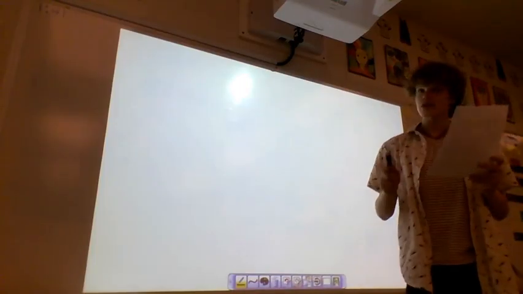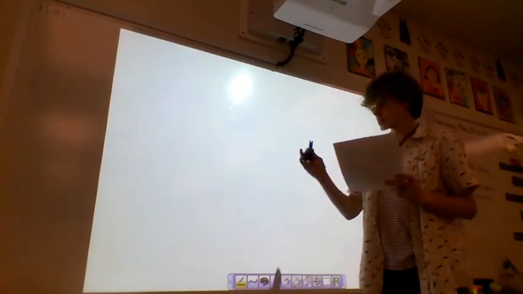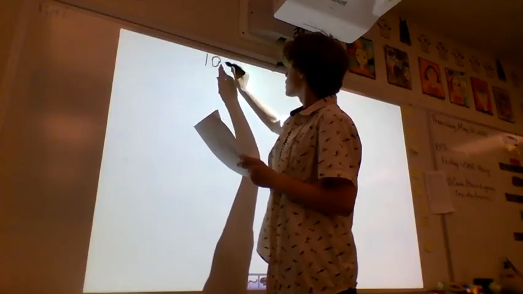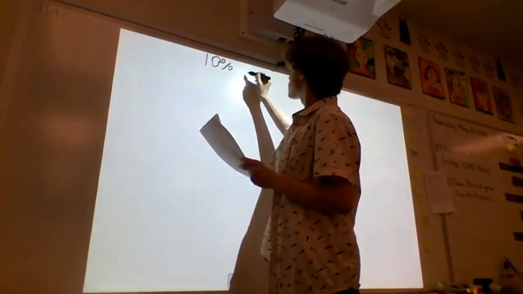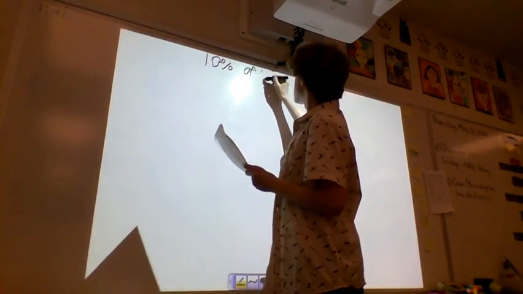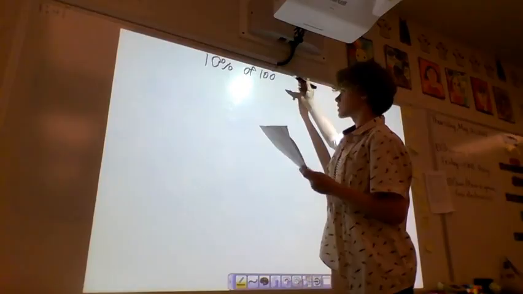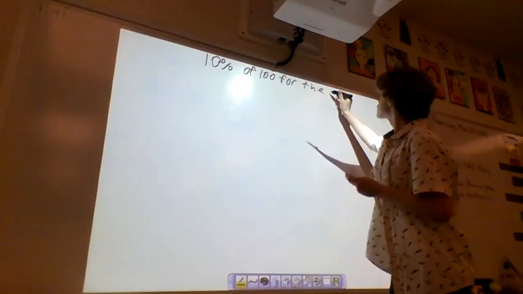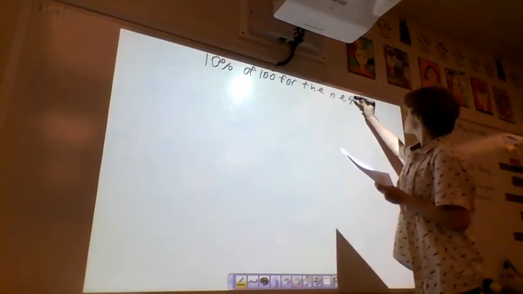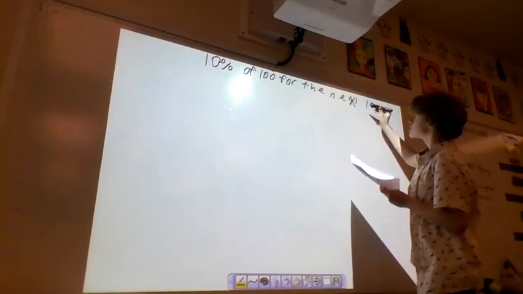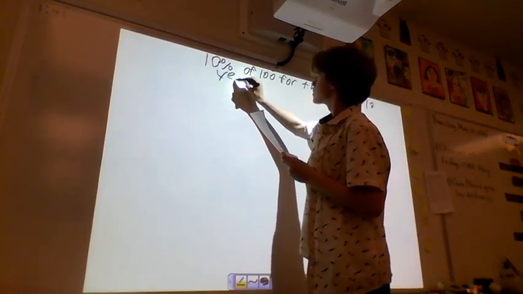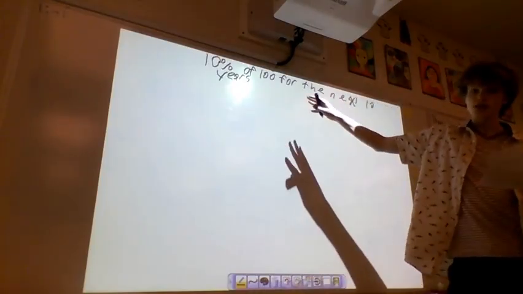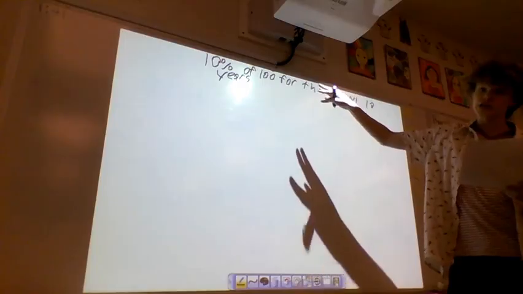And so now we'll calculate the first payment plan. So since the first payment plan is 10% of 100 for the next 10 years, and we will assume that this is annually. So essentially they collect their payment once a year.